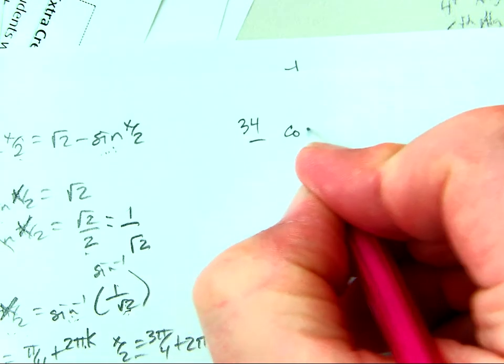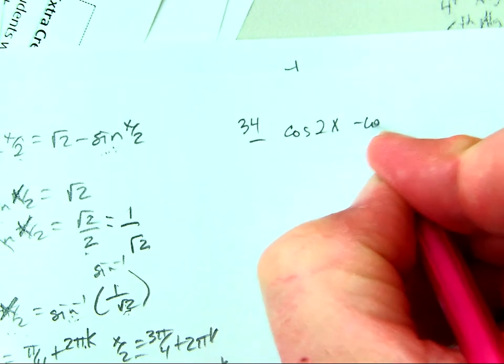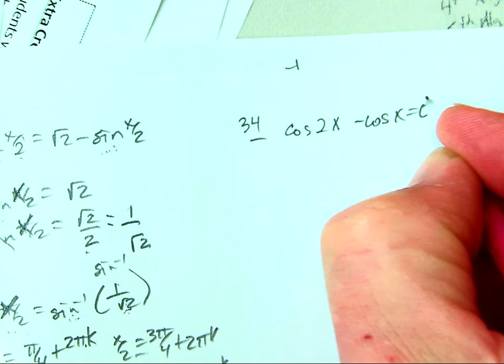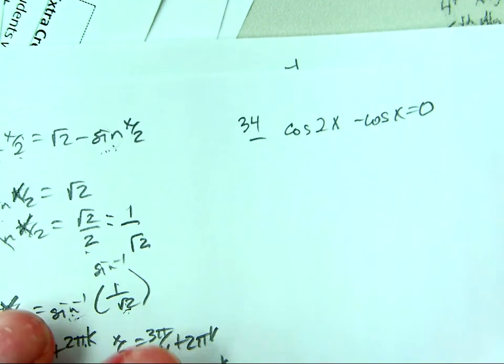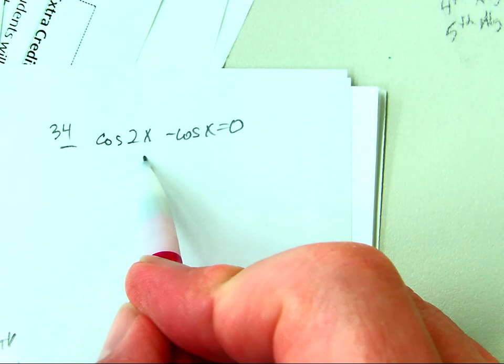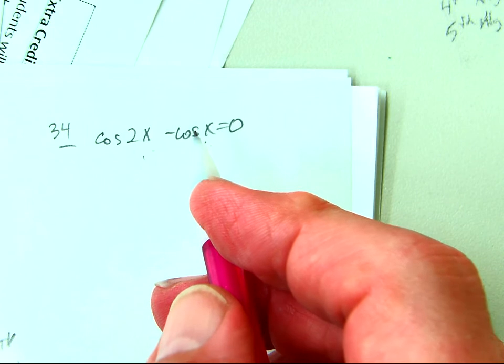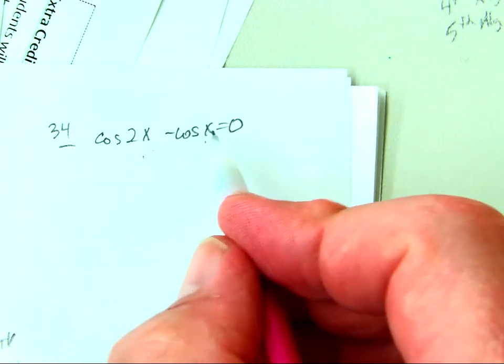The next problem is the cosine of 2x minus the cosine of x equals 0. Now, a big thing to notice here, look at our two angles. This angle is 2x. This angle is just x. We don't like it when our two angles are different. So we need to change one of them.